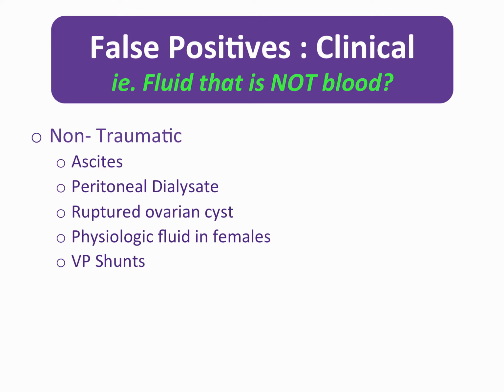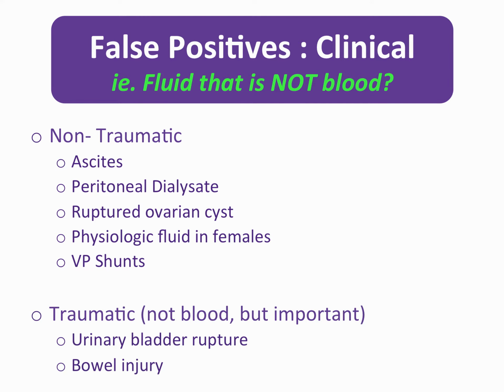The exact nature of free fluid cannot be determined with our ultrasound exam. As such, all of these non-traumatic sources of fluid, ascites, peritoneal dialysate, ruptured ovarian cyst, physiologic fluid in females, and CSF fluid in those with VP shunts, are all indistinguishable from blood. There may be information on history, patient presentation, or previous imaging that will identify these patients, but it bears mentioning that in the setting of trauma, the pre-existing presence of an intra-abdominal source of fluid does not rule out a coexisting hemoperitoneum. Unfortunately, there is no way to rule this out by ultrasound.